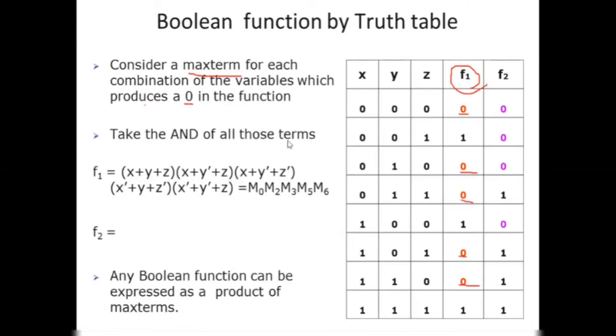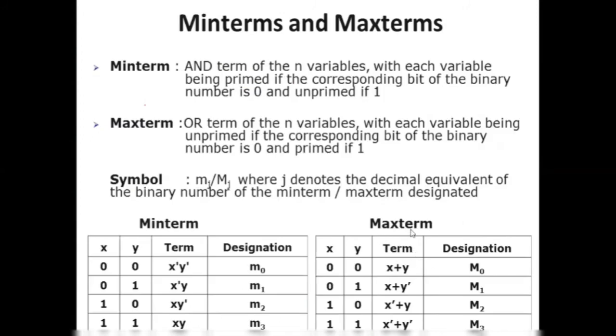And we have to take the OR of all those terms, all the max terms. So now remember, in max terms, what we are doing is we get the OR term of variables, and if the corresponding bit number is 0, we get the unprimed variable, and if it's 1, we prime it. The opposite of what we did here. If you find 0 in the variables, we get the variables as unprimed. If you have 1, we prime it.